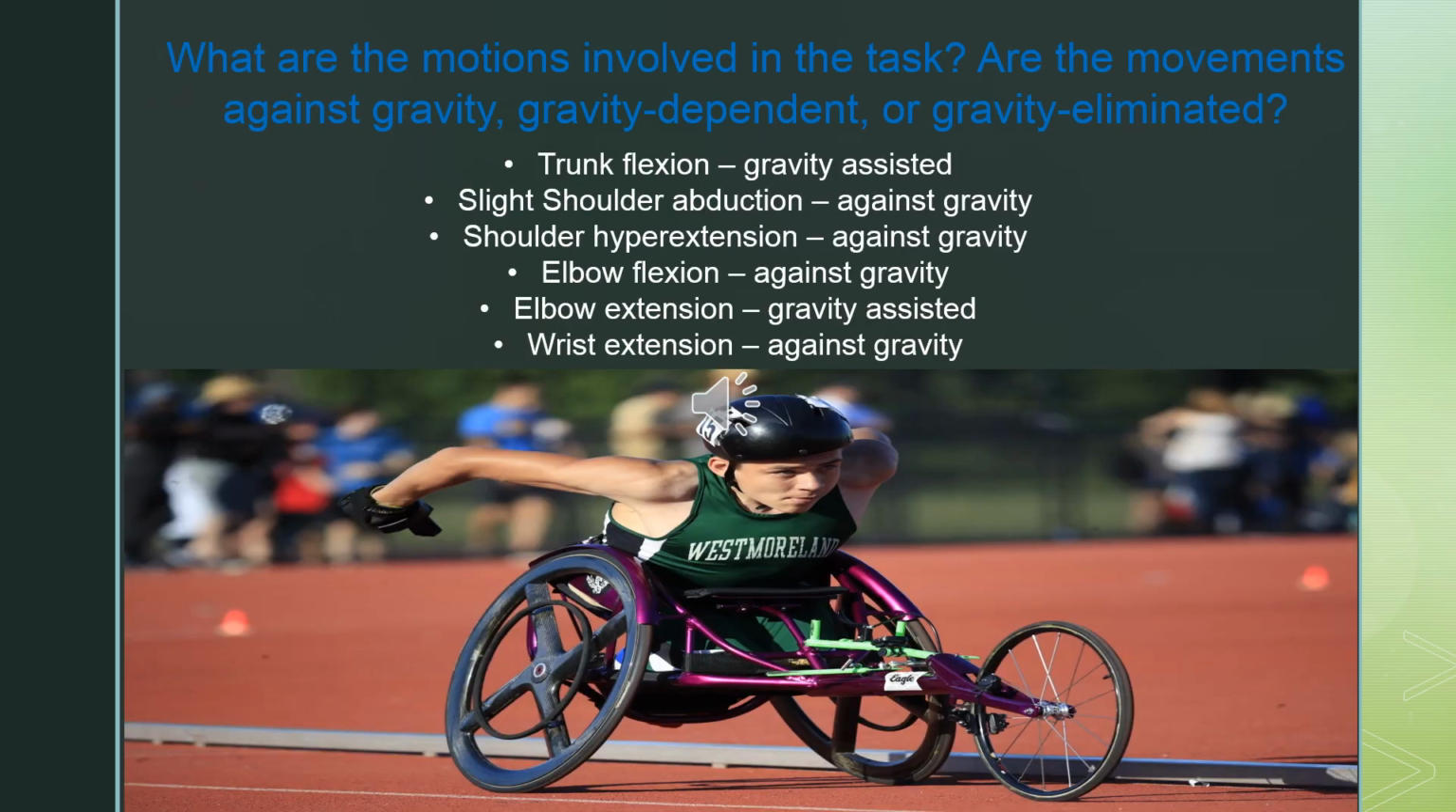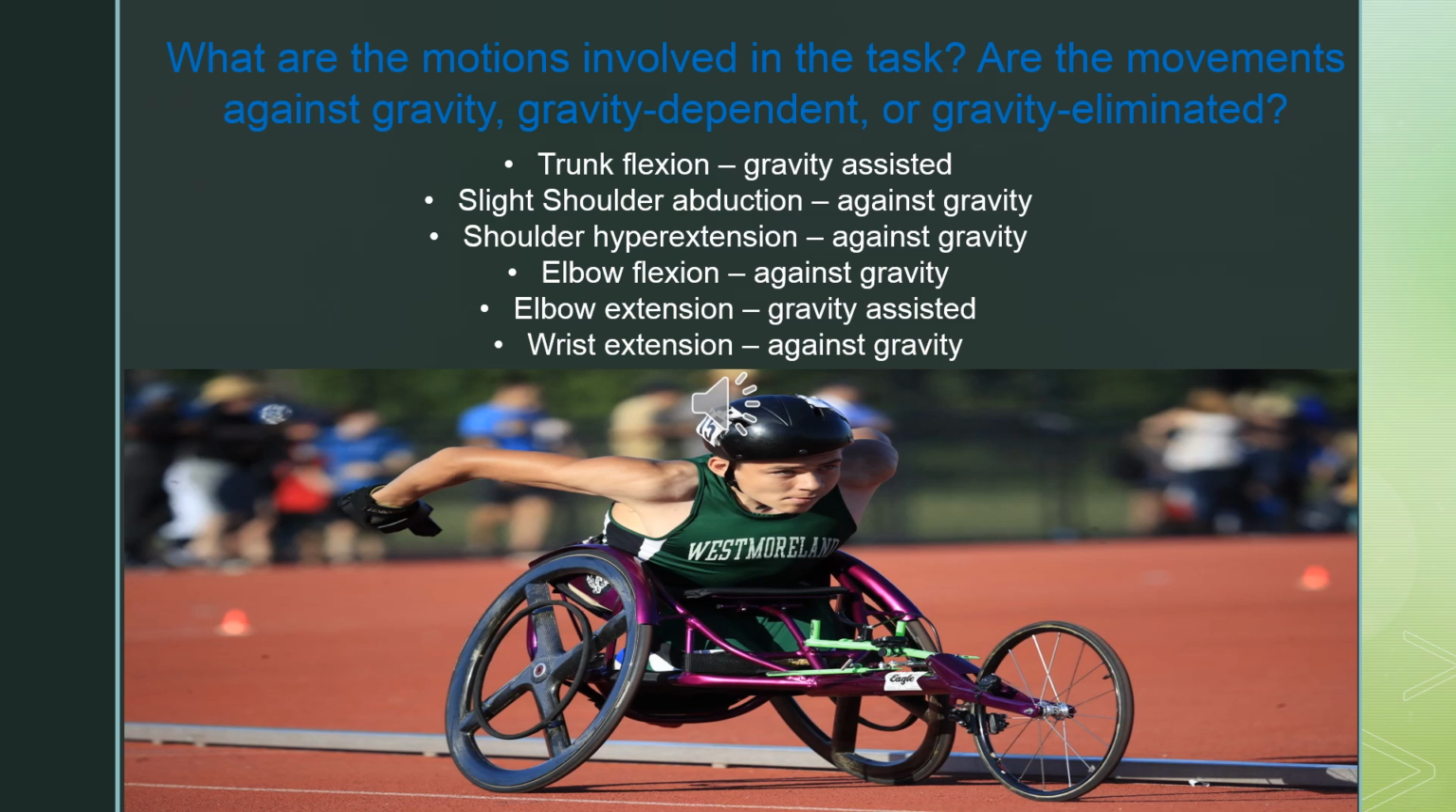As you can see, the contestant here has trunk flexion. He also has slight shoulder abduction in order to have his hand placement on the ring of the tire. We have shoulder hyperextension, as you can see. We then have elbow flexion, elbow extension, and wrist extension in order to push and propel the ring on the tire.